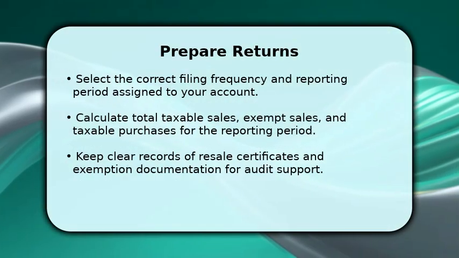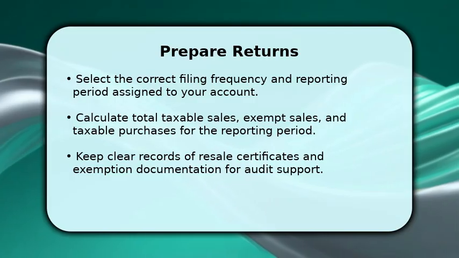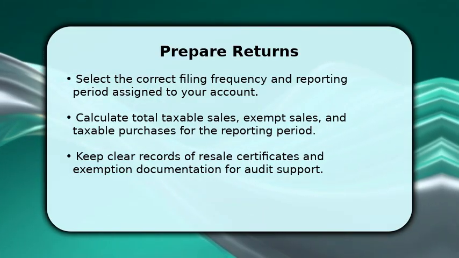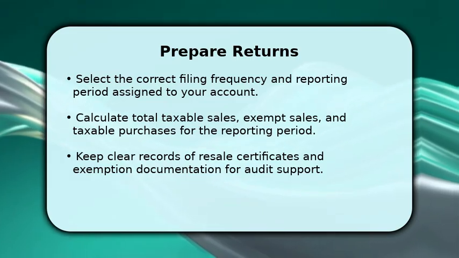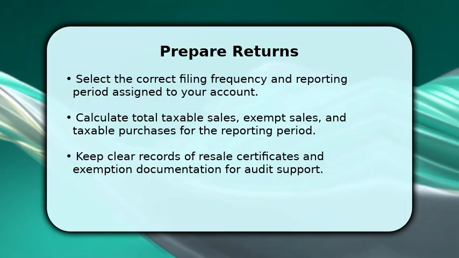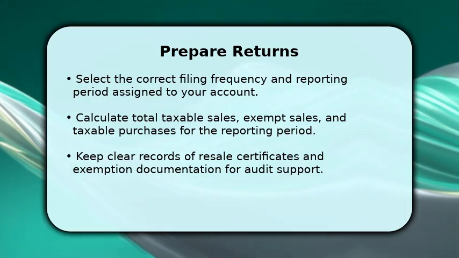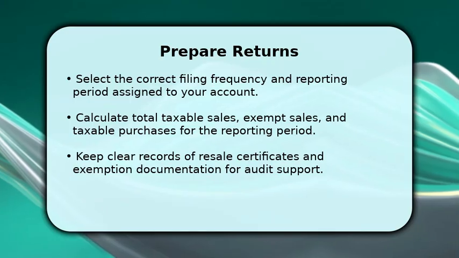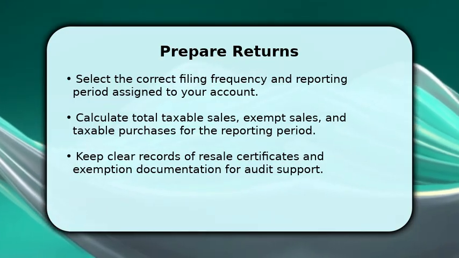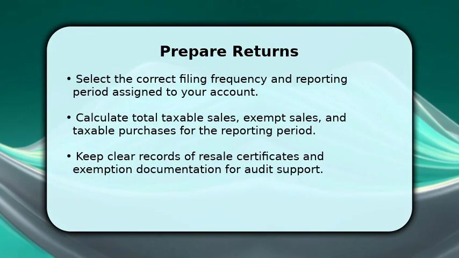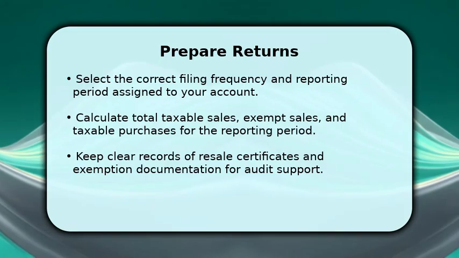Prepare your Ohio sales tax return by confirming the filing frequency and reporting period assigned to your account. Compile gross sales, taxable sales, and exempt sales, and separate local taxes by jurisdiction. Apply any allowable credits or adjustments and calculate the net tax due. Reconcile totals to your bookkeeping and ensure resale certificates are organized. This preparation speeds up filing and reduces errors when you submit through the gateway.